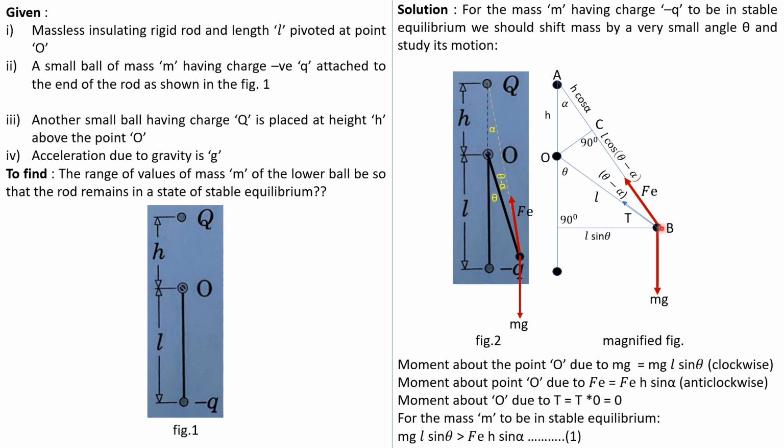As we said, for this ball to be in stable equilibrium at this point, it must move back to this position. So it means the clockwise moment should be greater than the anti-clockwise moment. So we can write this equation: mgL sine theta is greater than Fe into h sine alpha. Let us call this equation 1.